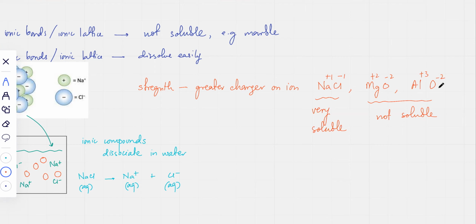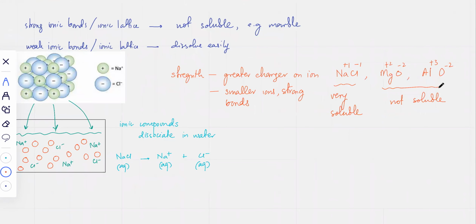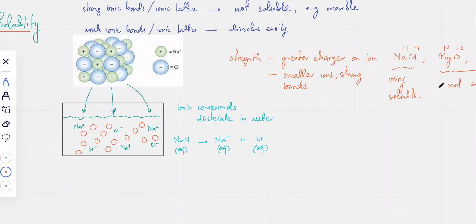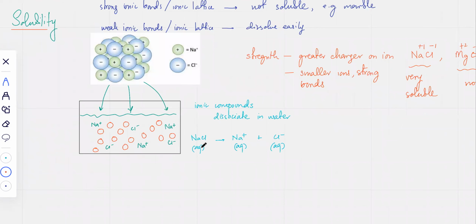If you have greater charge on an ion, it forms strong bonds. There's another factor which actually determines that: smaller ions are more tightly packed and closer to each other, so they also form strong bonds. Vice versa, if it has a greater charge, then it's going to form strong bonds. So this is like the positive and negative ions all attracting each other. So we've got the basic idea of what solubility is.